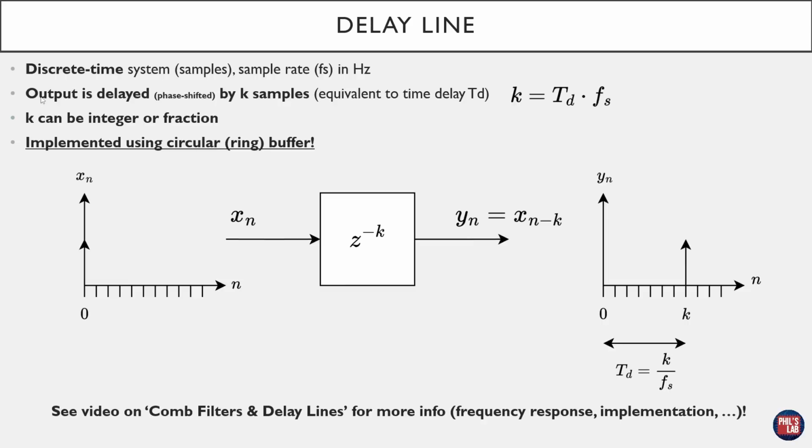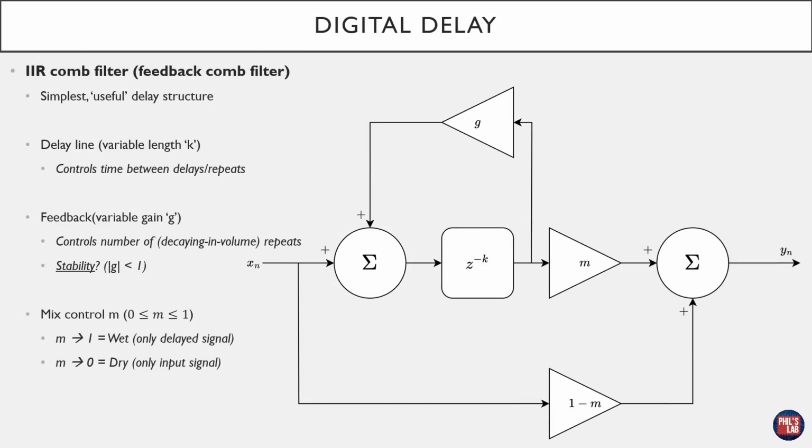We'll be just working with integer delay lines in this video because it's a bit simpler, and the delay line itself is implemented using a circular or a ring buffer. We will be seeing it in this video as well, how to implement that, but make sure to check out the previous video, number 124, on comb filters and delay lines for a bit more depth. But the delay line itself is actually very, very simple, simply delaying samples by a given amount. That delay line then forms effectively the heart of our digital delay.